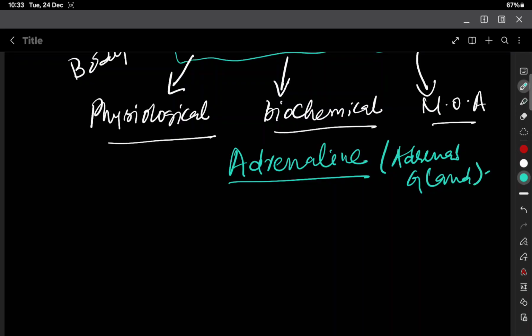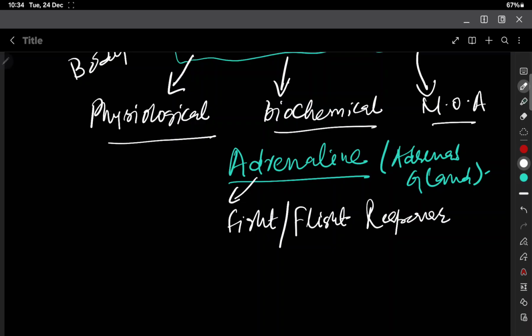Okay, so this adrenaline is important for our body because it mainly helps in the fight or flight response. So these are two important things related to adrenaline. Second thing, it acts on receptors which are called adrenoreceptors.